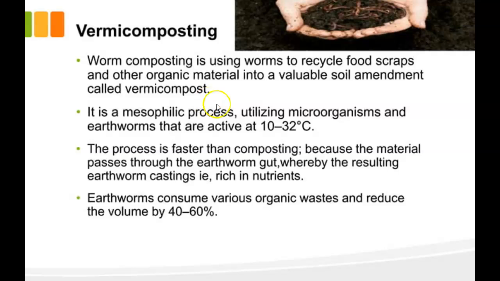are called vermicompost. It is basically a mesophilic process utilizing microorganisms and earthworms that are active at 10 to 32 degrees centigrade. This process is much faster than normal composting because the material passes through the earthworm gut, and the resulting earthworm castings are rich in nutrients. So earthworms consume various organic wastes and reduce volume by 40 to 60%.